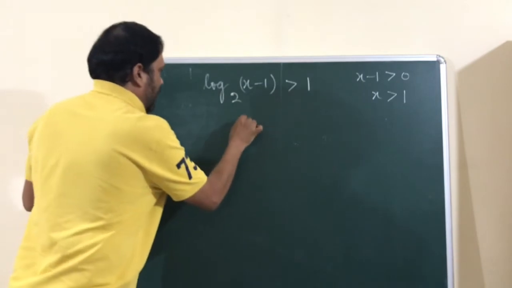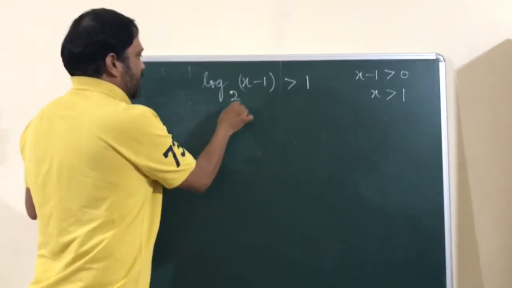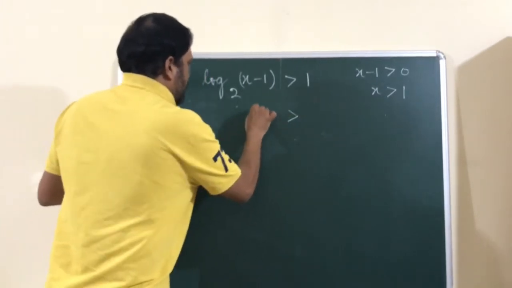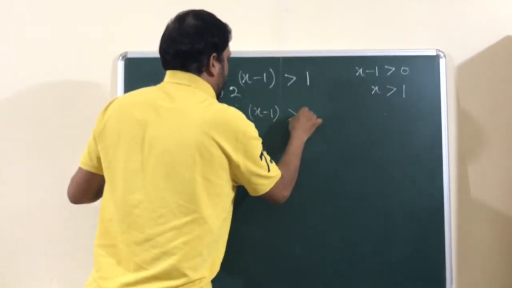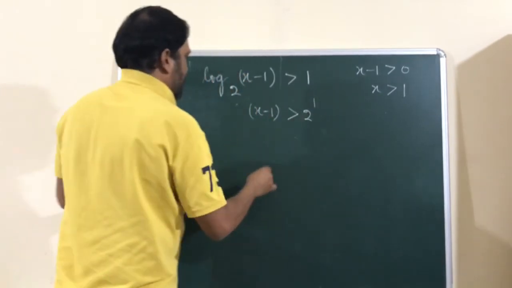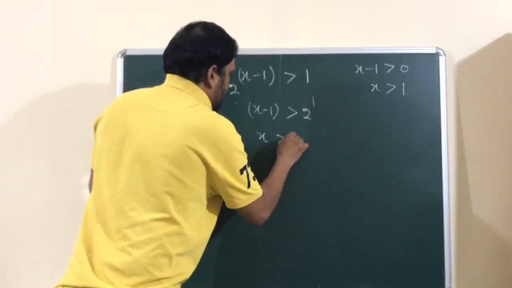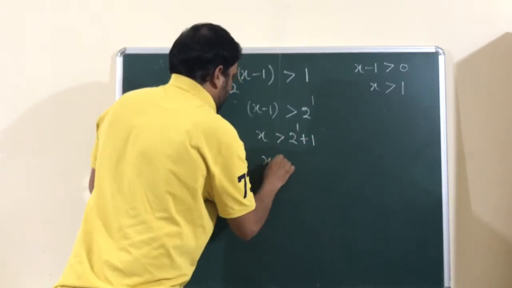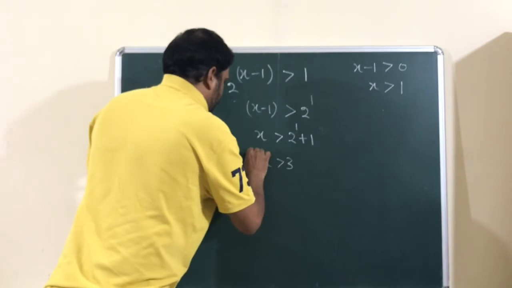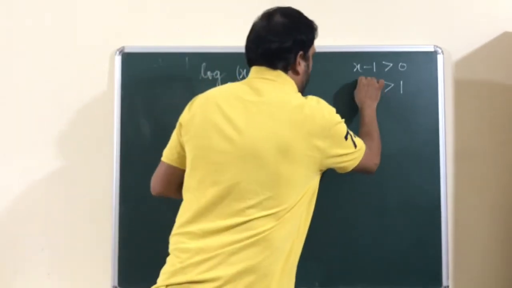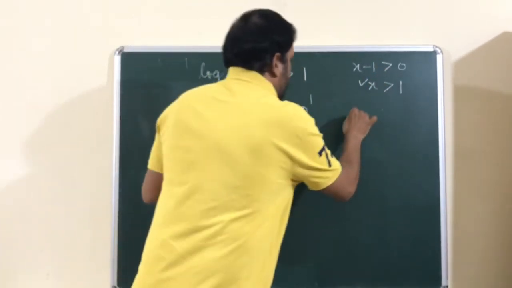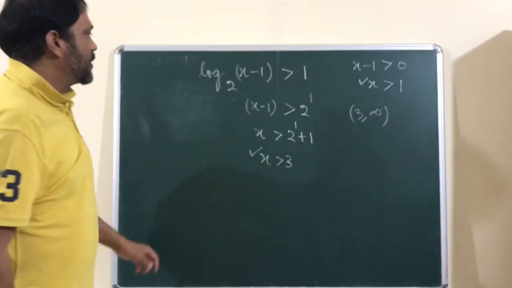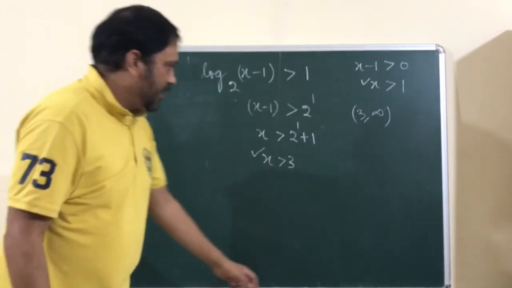Secondly, what will happen here? You can see the base is more than 1, so the sign of inequality will be the same. So x minus 1 has to be greater than 2 raised to the power 1. So you can write x is greater than 2 raised to the power 1 plus 1, that is 3. So x is greater than 3. If I consider x is greater than 3, automatically it is greater than 1. So the answer is 3 to infinity. The values which are admissible for this particular inequality are more than 3.